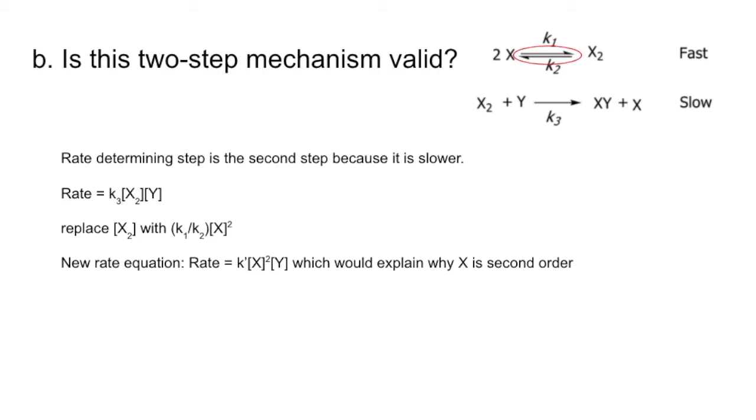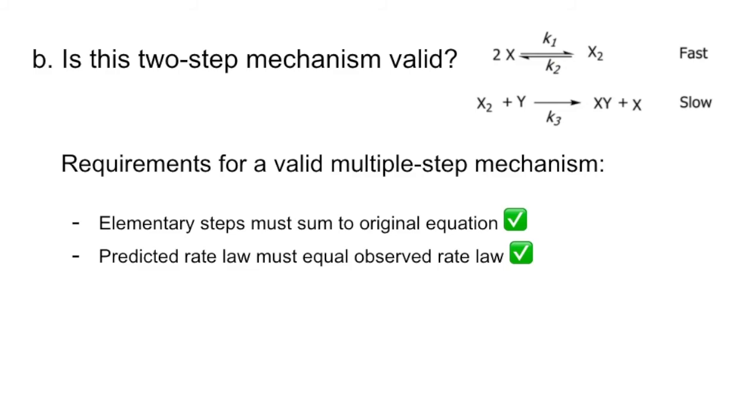This means we must replace the concentration of X2 with K1 over K2 times the concentration of X squared because of the coefficient of 2 in front of X in the first step. This gives us the new rate law of K prime times the concentration of X squared times Y, which would explain why X is second order and Y is first order. Therefore, yes, the two-step mechanism is valid.